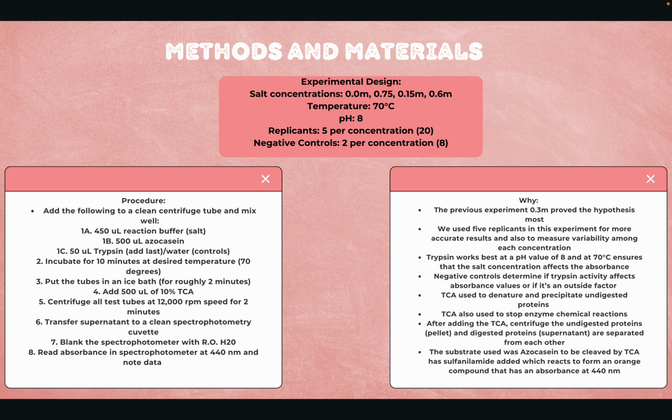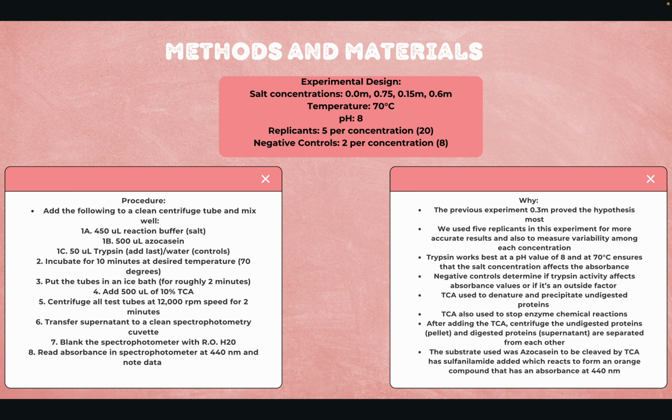For our procedure, we started off by adding each of the following into a centrifuge tube and mixing them well. First we added 450 microliters of reaction buffer, which was our salt concentration that we made. Then we added 500 microliters of azocasein, which was the protein we were using. We mixed those together, and then finally we added our trypsin last. For our controls, we added water instead of trypsin.